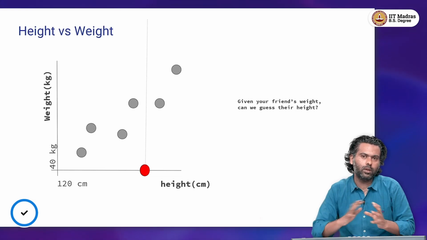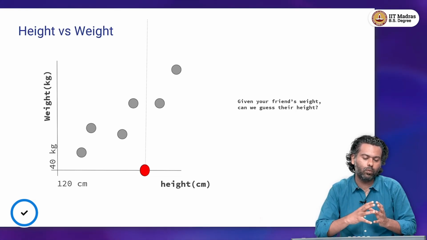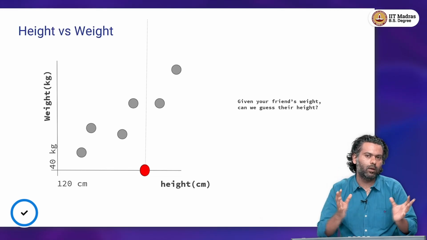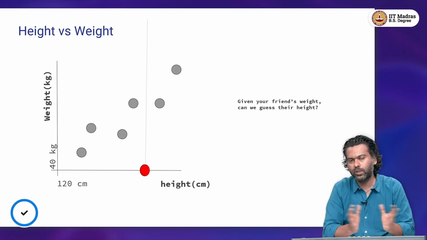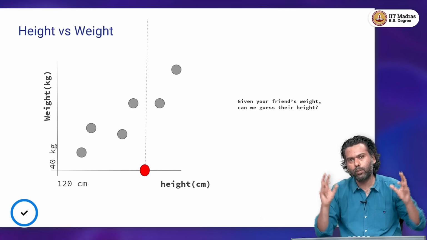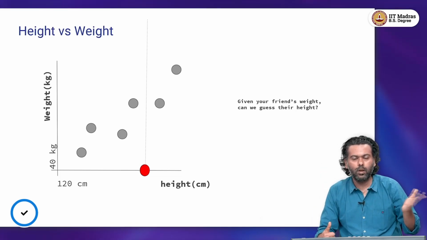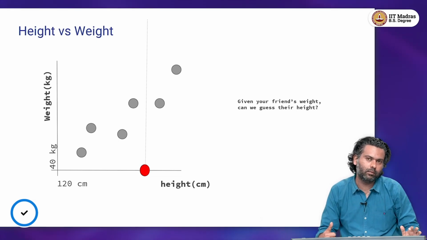Now there is some pattern, right? So this is the data that you have observed, and then there is some pattern that you are hypothesizing that connects weight to the height. Now what might be a reasonable pattern?